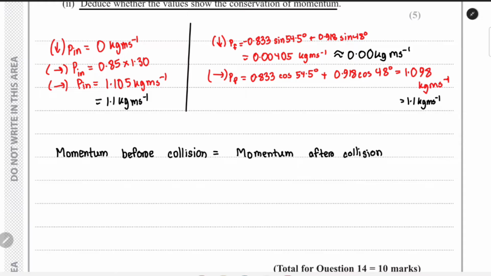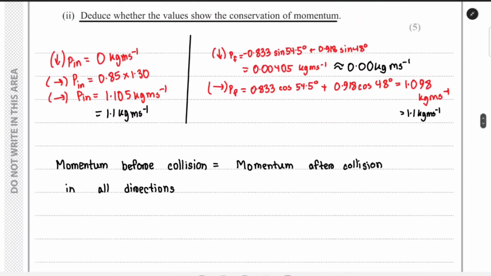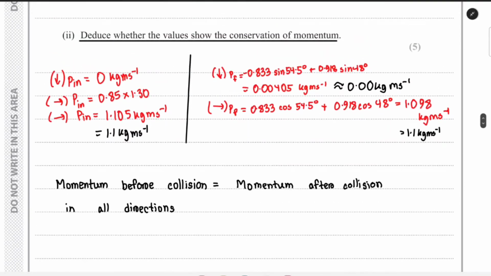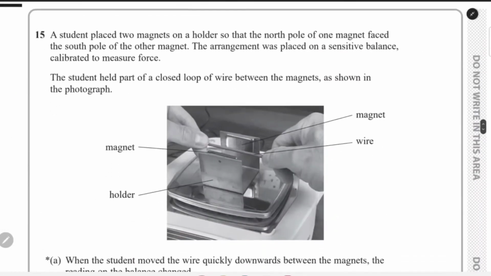So we have the momentum before collision equal to the momentum after collision in all directions. So we can say that the conservation of momentum is demonstrated over here. So we finally say that the conservation of momentum has been successfully demonstrated. Now moving to question 15.